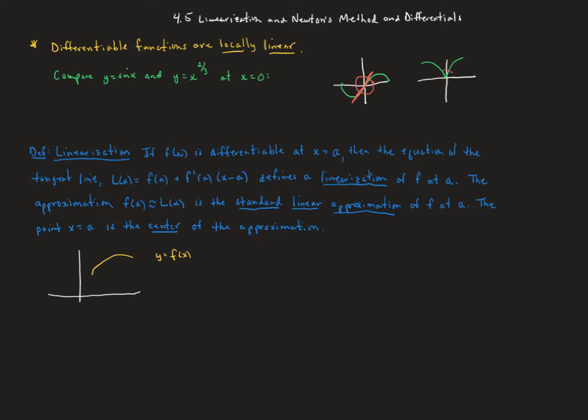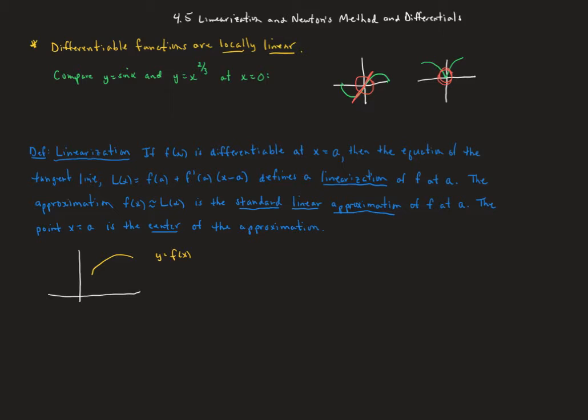Now, at a place where it's not differentiable, like at this cusp, no matter how much we zoom in there, it's never going to look like a line. It's always going to have this point to it. And so there would be no good way of trying to approximate this curve around this area using any kind of a straight line. So in the blue, we see our definition of a linearization.